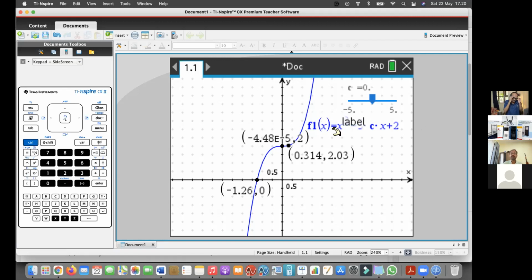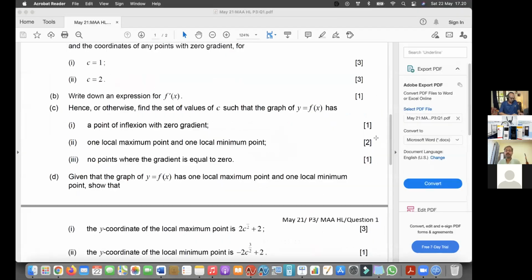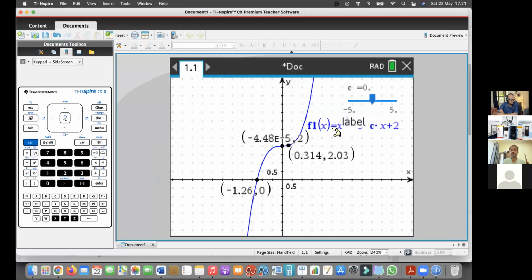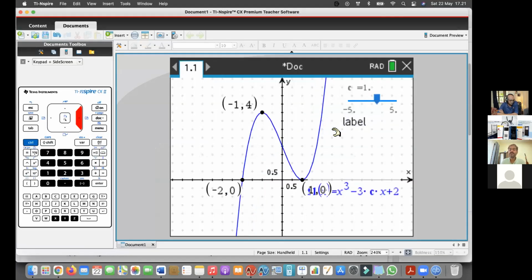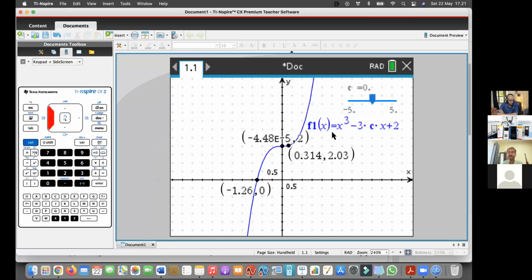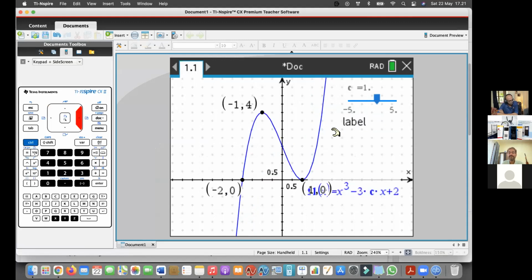Go on, Jalaj. So you need to show that, but this is just a 1 mark question. So sometimes in the exam, just say A1. The moment you see c is equal to 0, you're done. Now, 1 local maximum and 1 local minimum point. At c is equal to 0, there was 1 stationary point of inflection. When you move to c is equal to 1, you see that there is 1 maximum and 1 minimum.